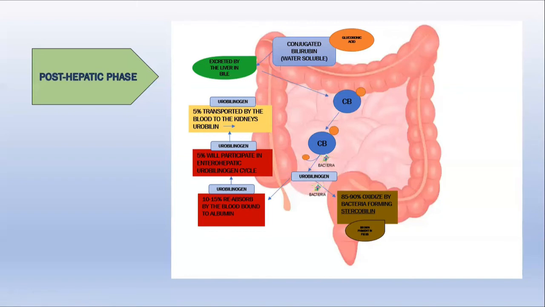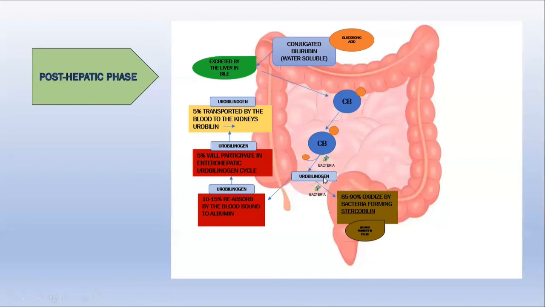So ano bang mangyayari sa 10 to 15% na urobilinogen that is reabsorbed in the body? So the small percentage will be carried by the albumin back to the liver through the portal system. About 5% will participate in the enterohepatic urobilinogen cycle, in which it is taken up by the liver and is resecreted into the bile again. So the remaining 5% of urobilinogen is transported by the blood to the kidneys, where it is converted to urobilin and is secreted, giving urine its yellow color.